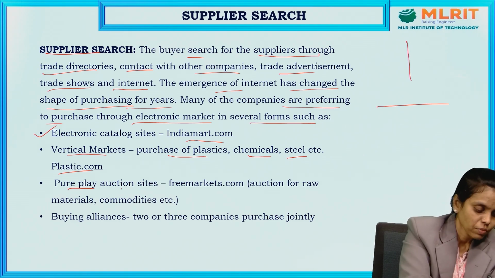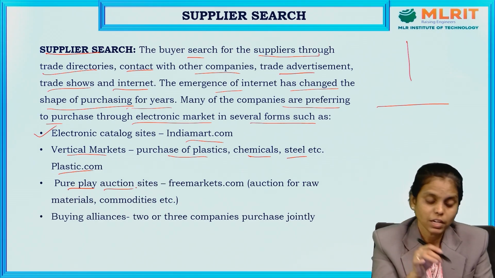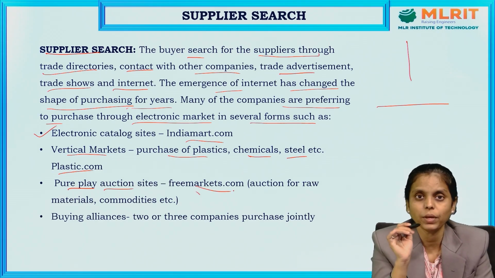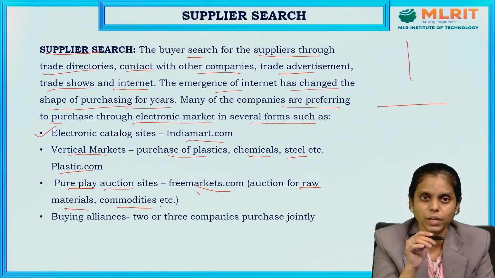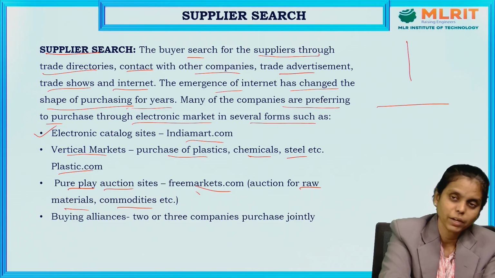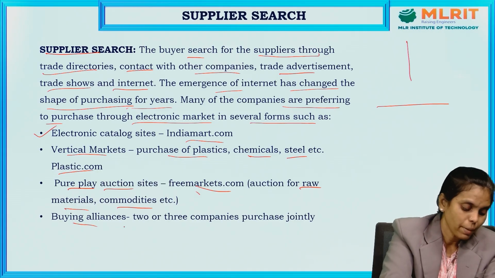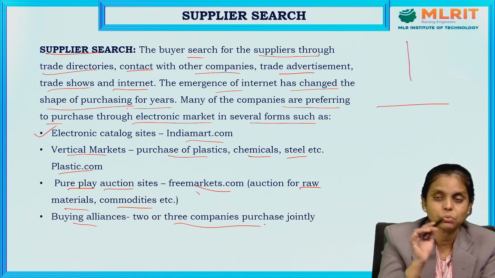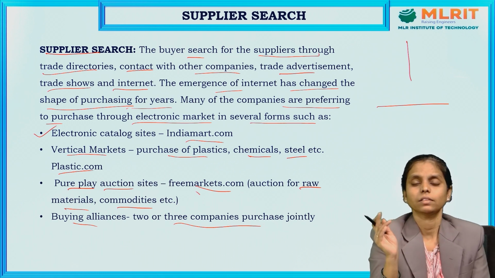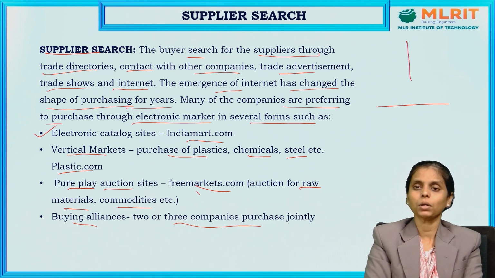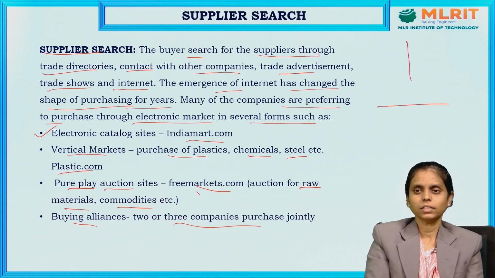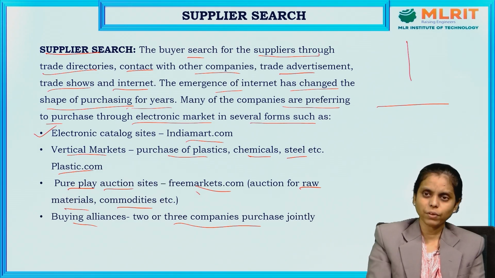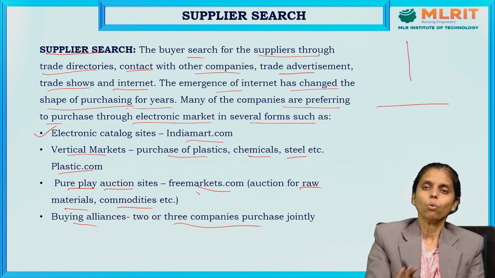Or else pure play auction sites. There are different types of auction sites that we have, like freemarkets.com. Under this one, raw materials can be purchased on an auction basis. Or else the last one, that is, supplier searching can be done by using buying alliances. That is, two or more companies will combine together jointly to find one supplier, and whatever required material they have can be purchased only from that single supplier. So these are the different ways through which we can identify the suppliers available.